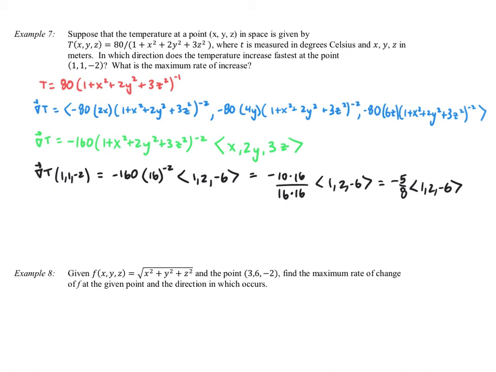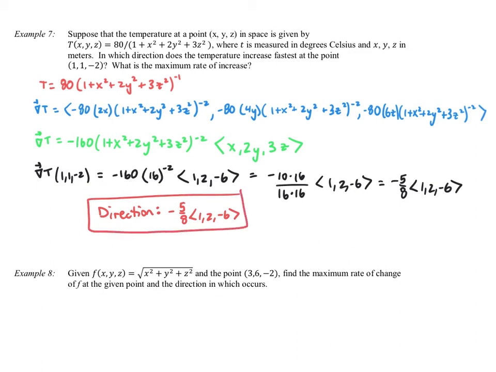Now we're going to initially put our answer down for our direction, and that's going to be just this gradient vector. So the direction in which the temperature is increasing the fastest will be negative 5/8 times (1, 2, -6). That's our direction. And then to answer the question, what is the max rate of increase? That is the magnitude of this vector.